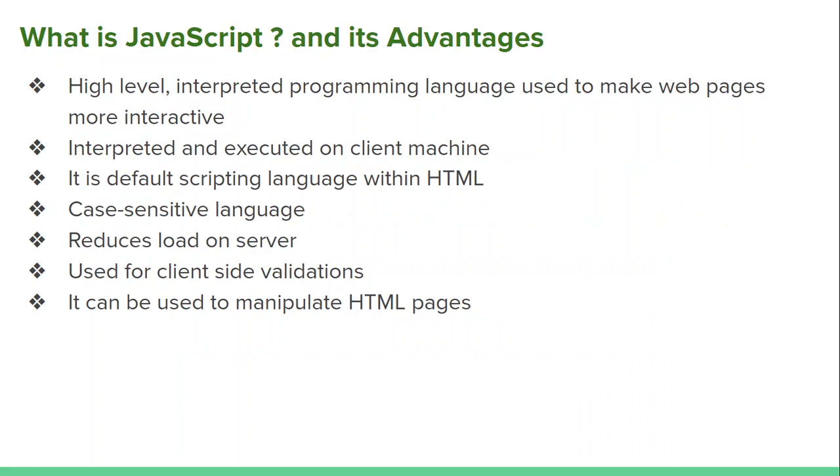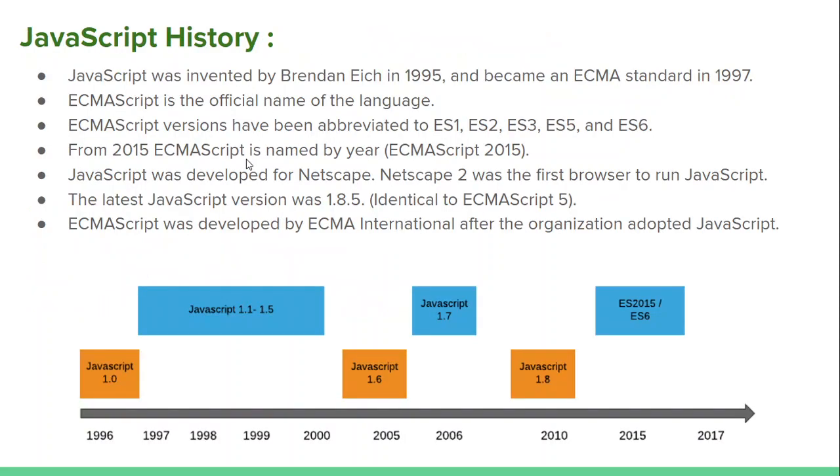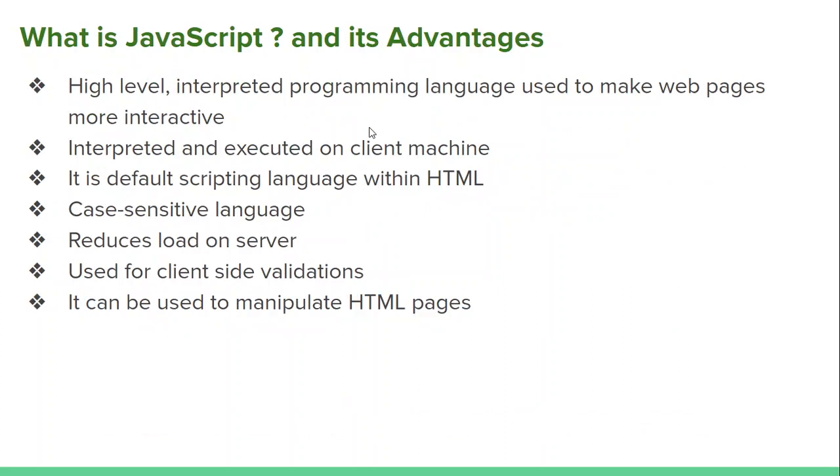So what is JavaScript and its advantages? JavaScript is a high level interpreted programming language used to make web pages more interactive. As we discussed, HTML is used to create the skeleton of a web page. On top of HTML we use CSS to give look and feel to that web page, and by using JavaScript we can simply put life into our web pages.